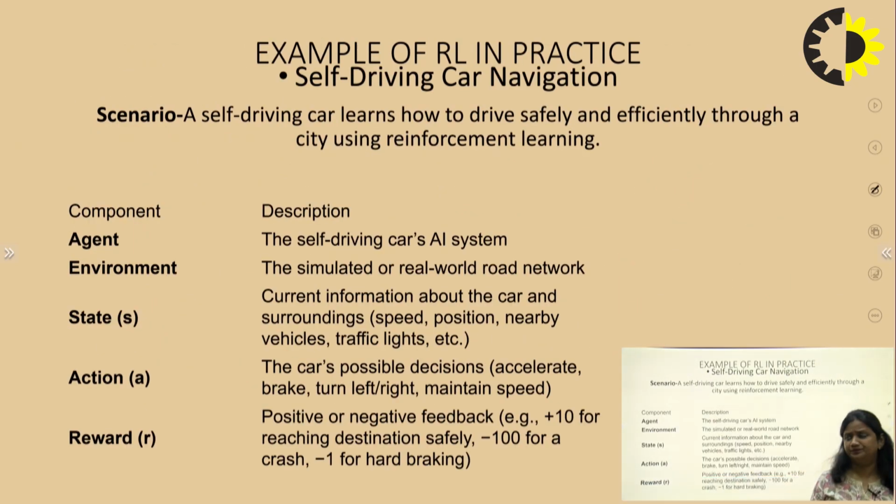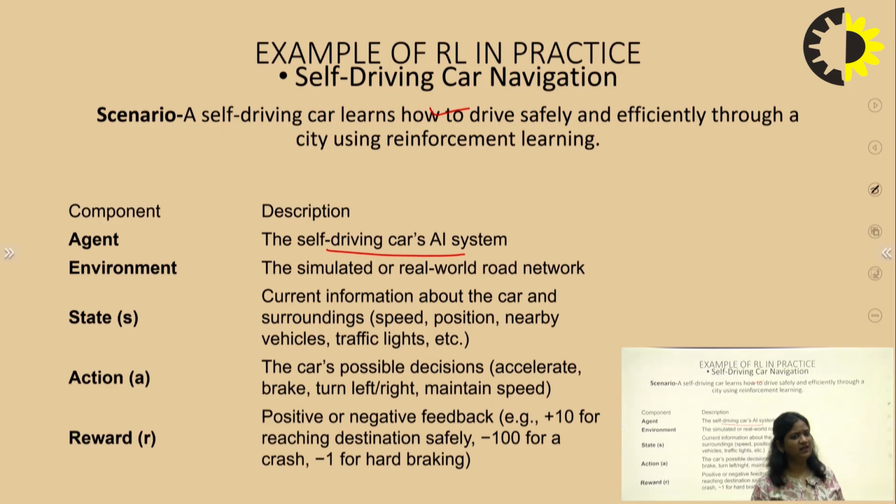One example we can consider is self-driving car navigation. This is an example of reinforcement learning. For example, Tesla, a self-driving car, learns how to drive safely and efficiently throughout the city. This uses the concept of reinforcement learning. In this, the agent can be the self-driving car AI system. There is an inbuilt AI system that can be the agent for this self-driving car. The environment is the real-world road network or traffic.